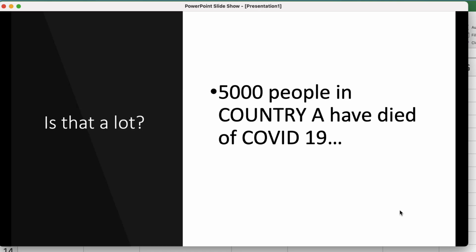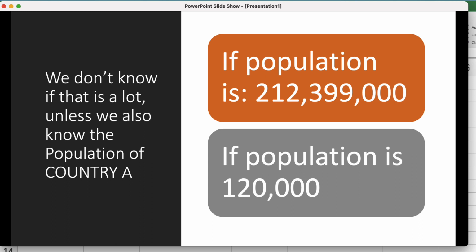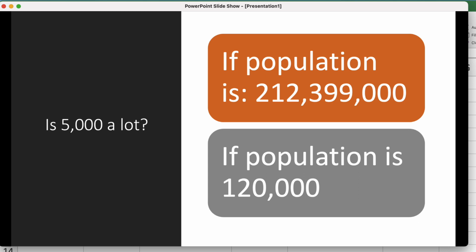So let's look at some numbers, and we're going to use our heat maps again. Is that a lot? If 5,000 people in country A have died of COVID-19, is that a lot of people? It's hard to answer that question because we need to know how big country A is. If country A has a population of 212 million, 5,000 deaths, while sad, is still different than if the population is only 120,000. So how do we do the math on that? Let's see.